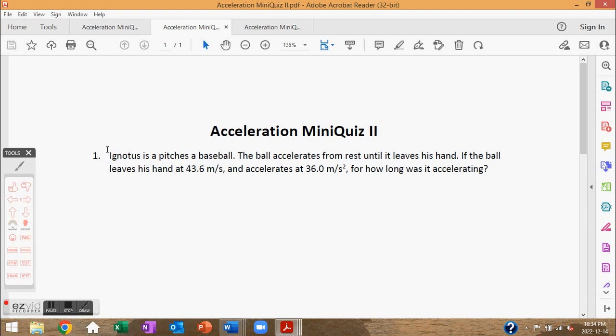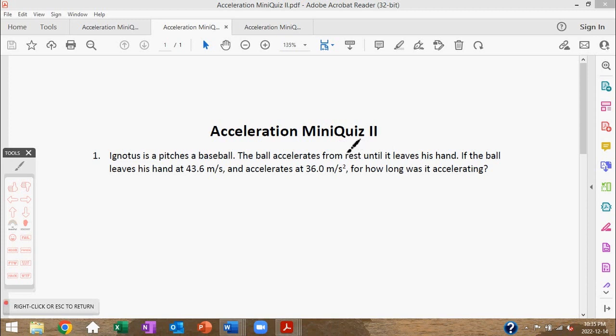All right, this is the one we're going to work through some examples real quick. So acceleration mini quiz 2. We've got Ignotus is pitching a baseball, is what it should read. Apparently grammar was bad when this question was designed. Anyways, we figure out what's going on because we're not worrying about the English language at this point.